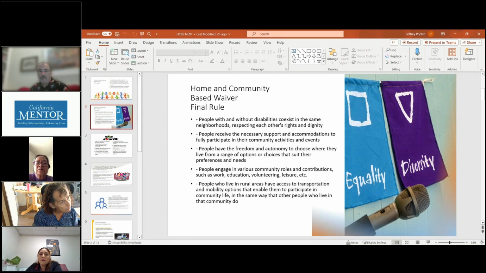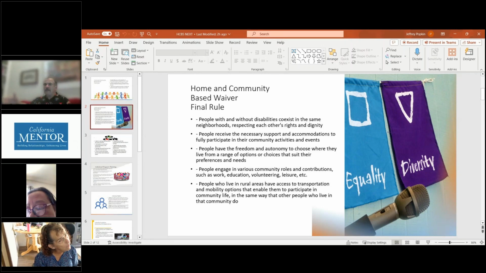People who live in rural areas have access to transportation and mobility options that enable them to participate in community life in the same way as other people who live in that community. So I don't think there's anybody on the phone call today from some of our more rural communities, especially the east side of the Sierras, but suffice it to say that we don't expect people living in Ridgecrest or Bishop to do the same things necessarily that people in Bakersfield do.